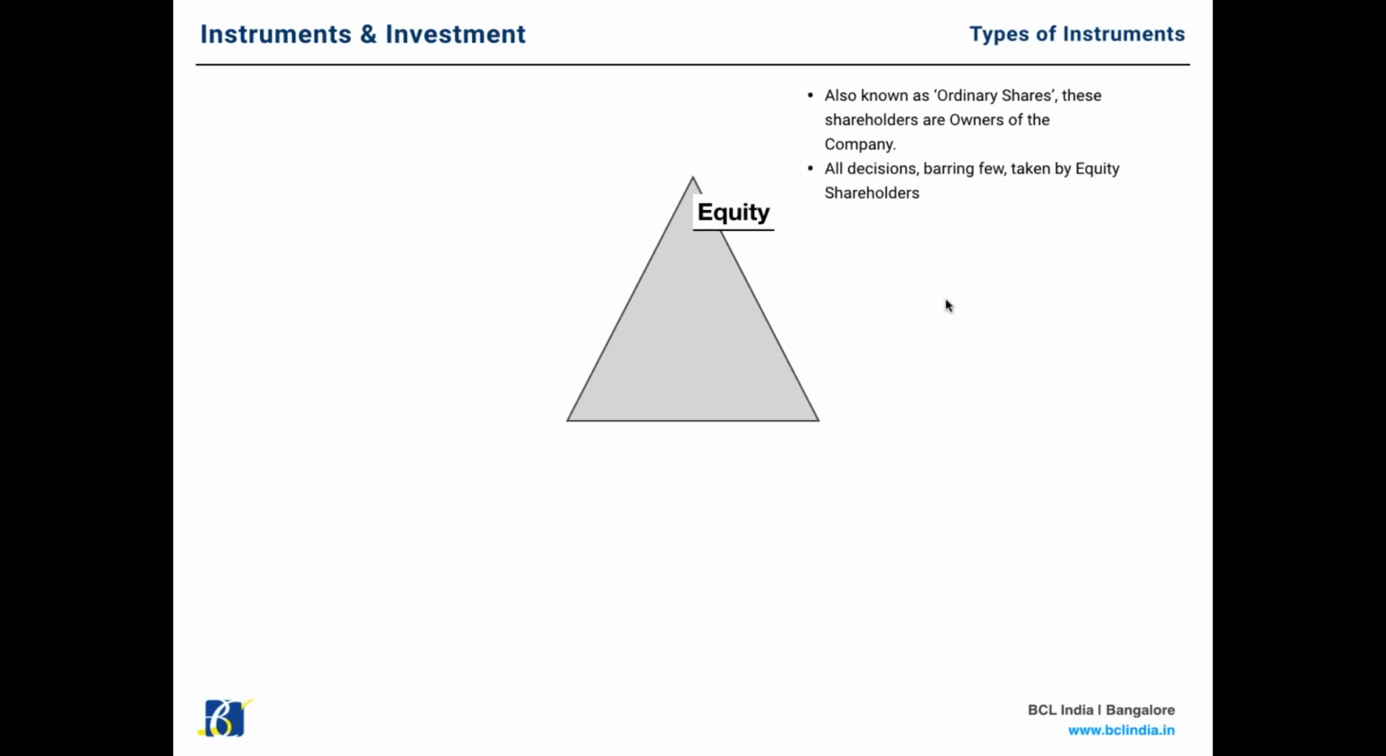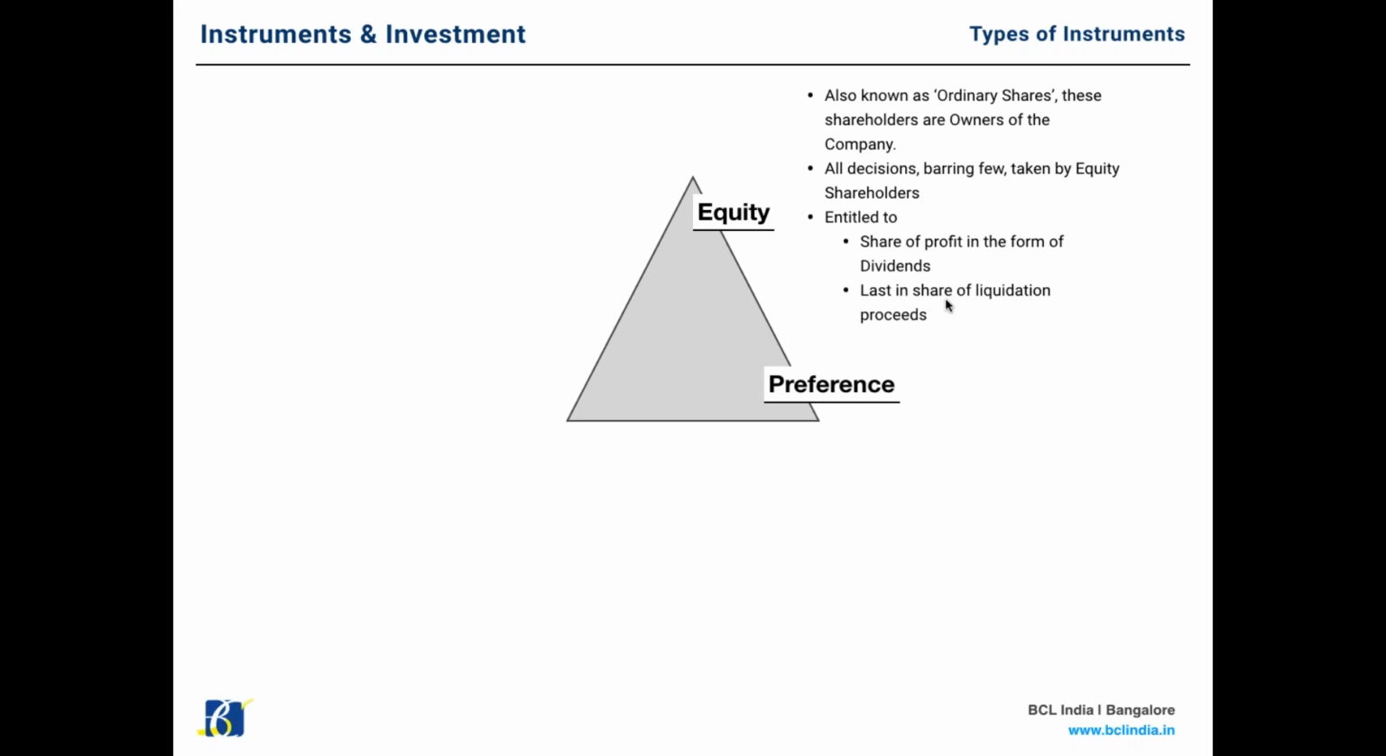And all decisions in the company are taken by equity shareholders, except for a few of them which are driven by contract. Under law, equity shareholders are the ones who decide the direction in which the company has to move. And they are entitled to a share of profit, which is in the form of dividend. And they also get a share in the liquidation proceeds, but they are last in the hierarchy when they have to get money as liquidation proceeds.